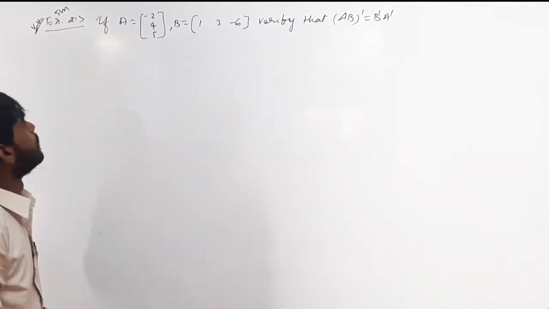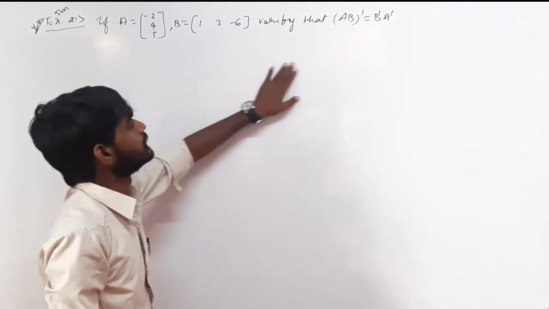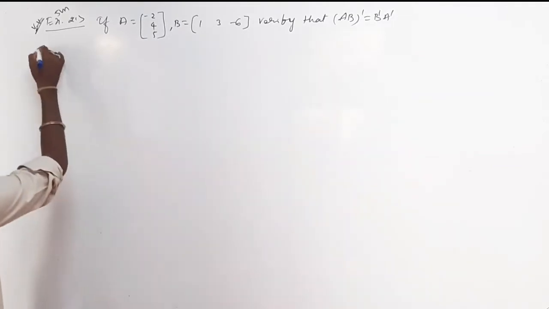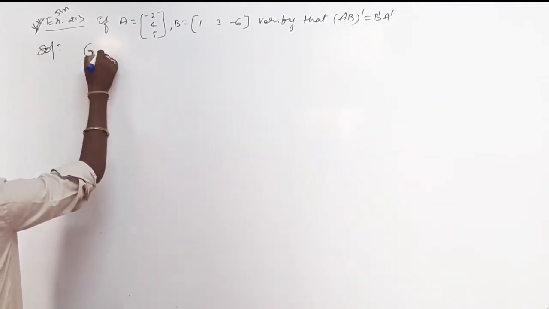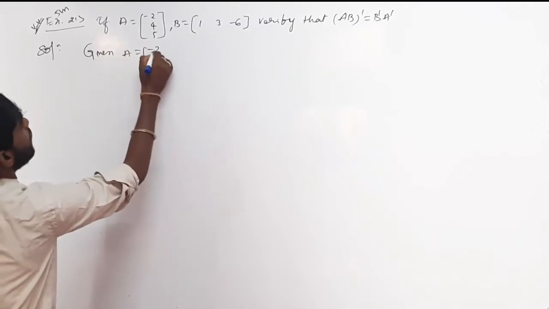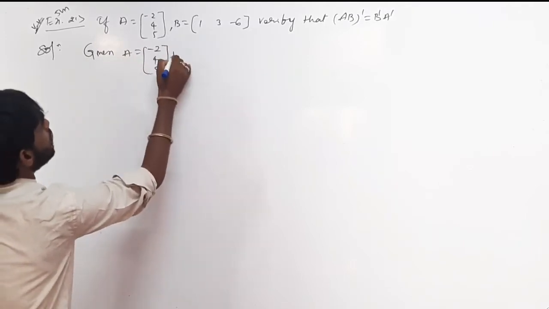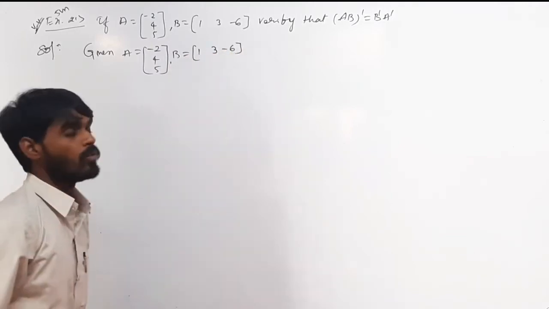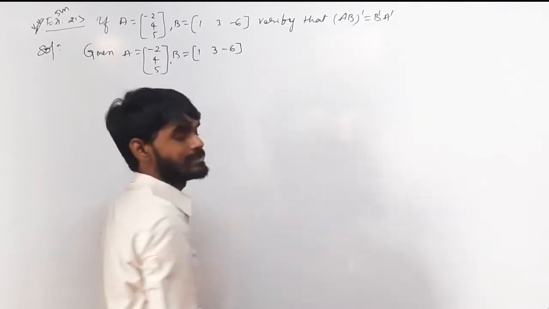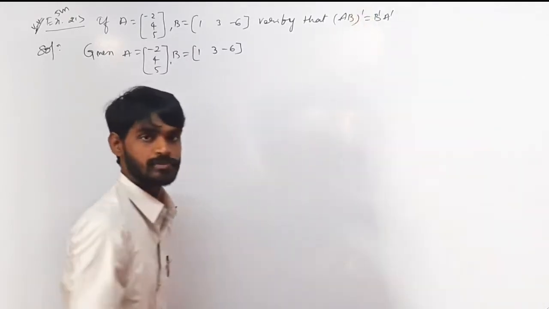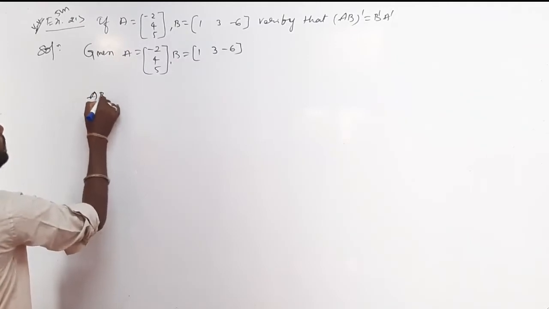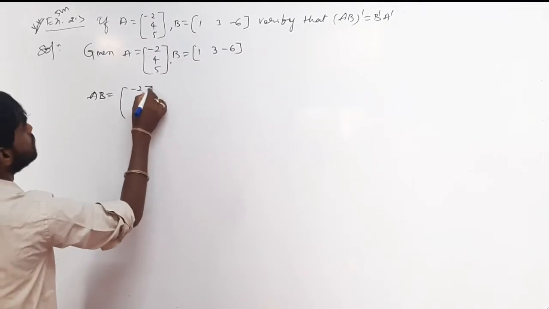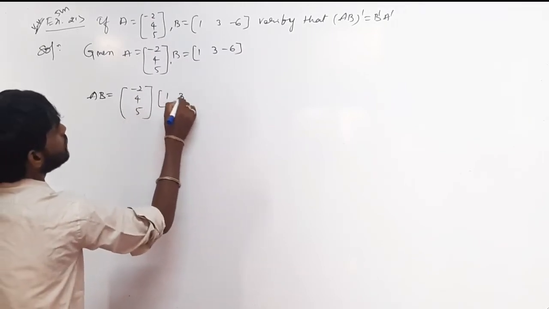So look here. First we have to verify that AB whole dash is equal to B dash into A dash. Solution: given A matrix is minus 2, 4, 5 and B matrix is 1, 3, minus 6. Now first we can multiply the AB matrices, after that we can apply the transpose. Then AB is equal to A matrix minus 2, 4, 5 into B matrix 1, 3, minus 6.